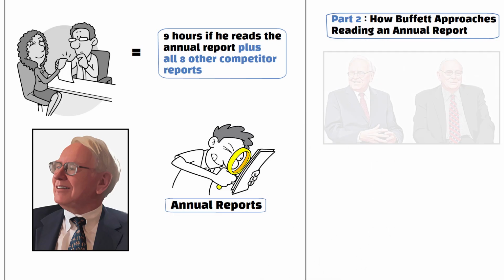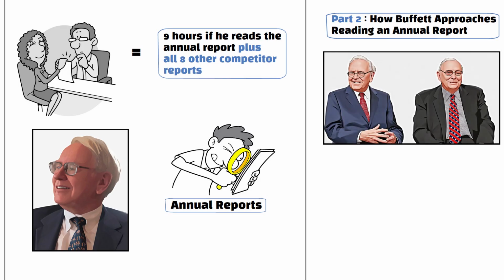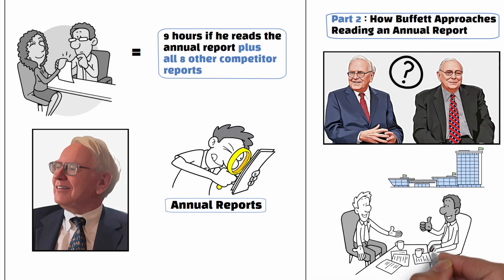Buffett does not read annual reports randomly. His approach is methodical. Buffett and Munger begin with companies they believe they can understand. From there, they ask themselves whether management would communicate the information they would want if they owned the entire business.